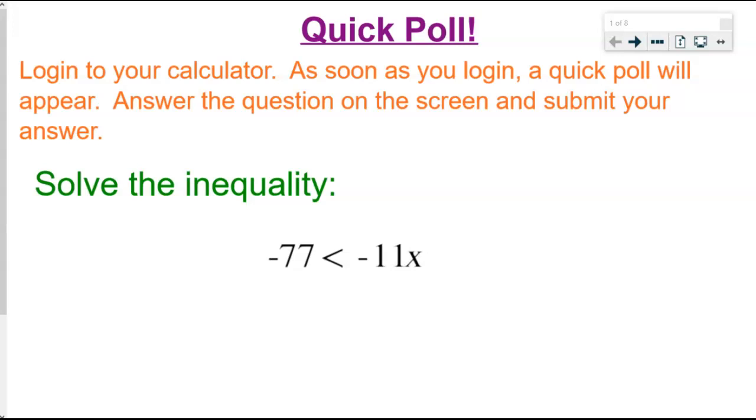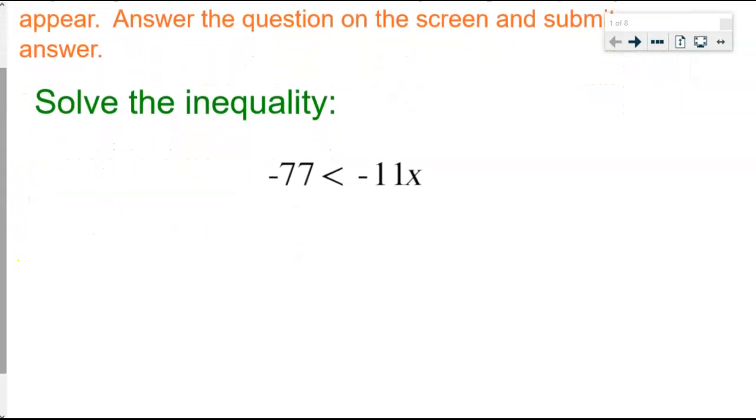From our lesson yesterday, we know that we can solve an inequality in the same ways that we would solve an equation, where we make a flow map. What's happening to x? X is being multiplied by a negative 11. How am I going to undo multiplying by a negative 11? Dividing by a negative 11. So I'm going to divide by a negative 11, and whatever I do to one side, I do to the other side.